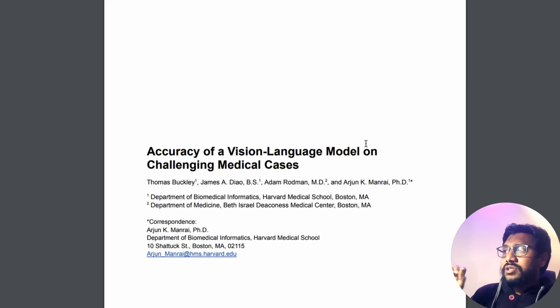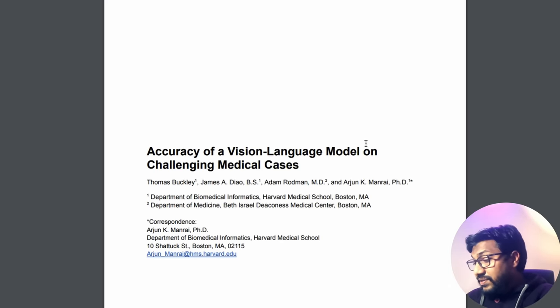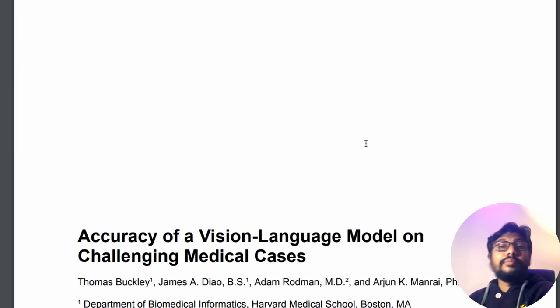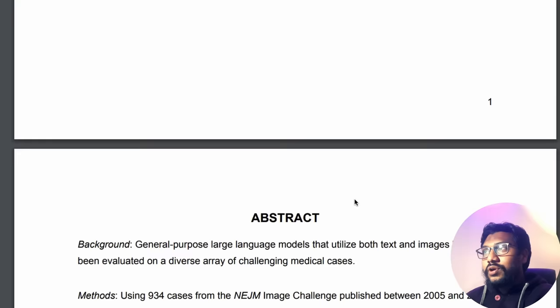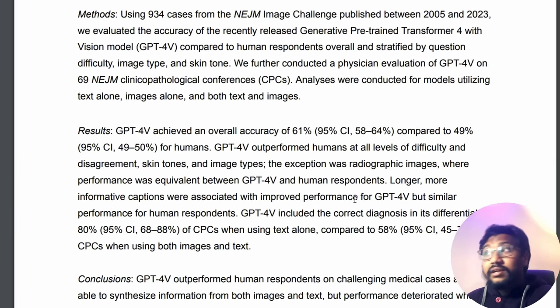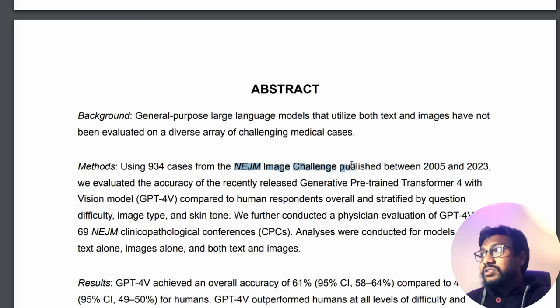The next paper is about accuracy of vision language models on challenging medical cases. This is a very non-clickbaity title, but if I were to title this paper, I would say GPT-4 vision successfully beat human beings in understanding medical imaging. If I have to give a clickbaity title, that's what I would do here. What this paper has done is that it has taken 934 cases of NEJM image challenge that was published between 2005 and 2023.